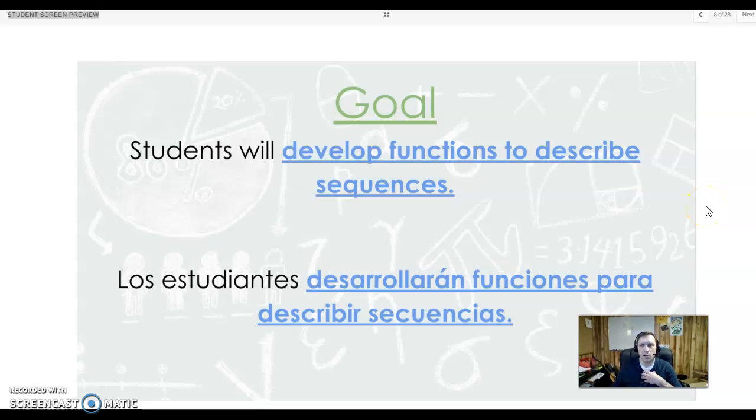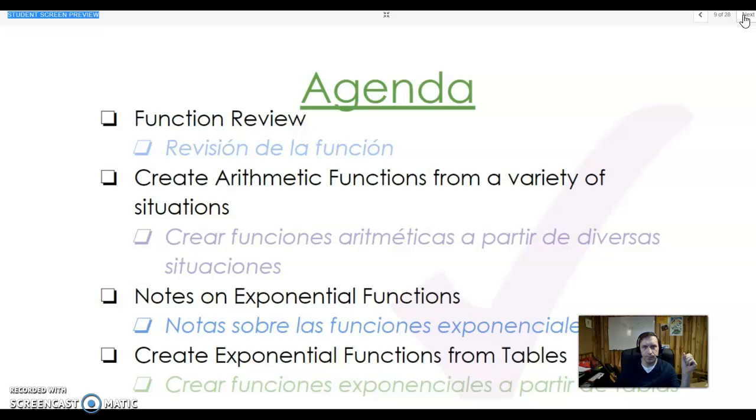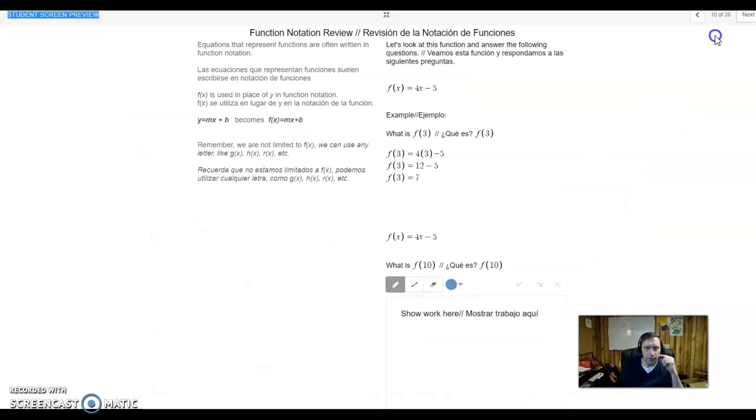So we're going to skip ahead to our goal here on slide 8. We're trying to develop functions to describe sequences. So we're going to see some different patterns, and we're going to try to put those together here. So here's our agenda, and let's look at this function notation review here on slide 10.